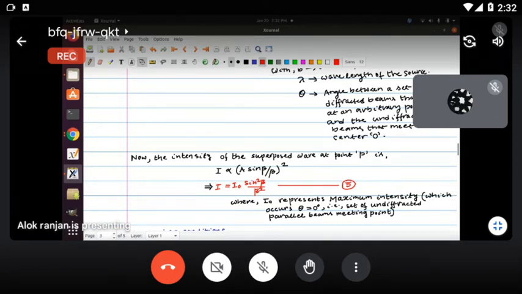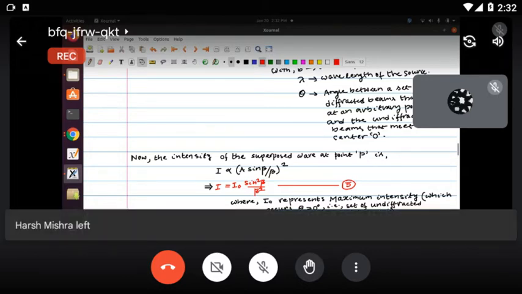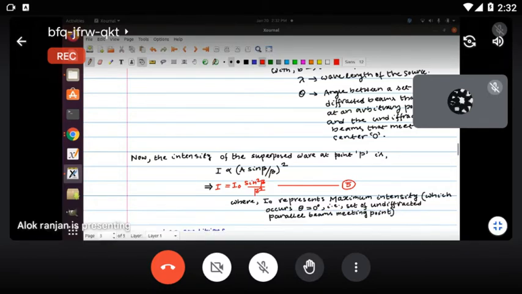Now what we got is that the intensity of the diffracted beam at point P on the screen is I naught sine square beta over beta square. As I said, theta is the deviation of the diffracted beam with respect to the undiffracted beam. Therefore, beta will take care whether this intensity will be maximum, minimum, or any value between minimum and maximum. And therefore, maximizing this intensity with respect to beta or theta will give you the minimum and maximum conditions. Okay, so let's do that.